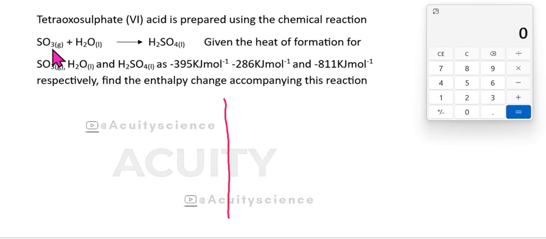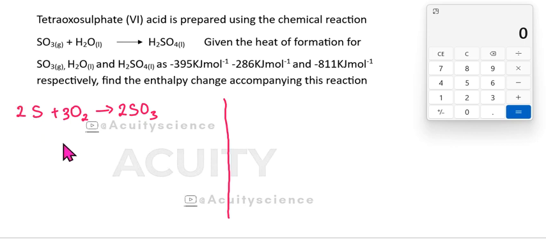SO3, trioxosulfate. To form trioxosulfate, we'll need sulfur plus oxygen. Oxygen is diatomic, to give us SO3. Now, to balance this, we need to put a 2 here and a 3 here, because this is an odd number. That's the only way. Now, sulfur needs a 2 here.